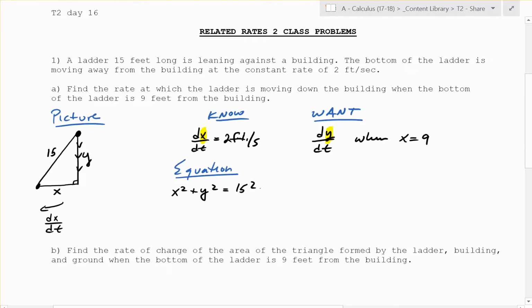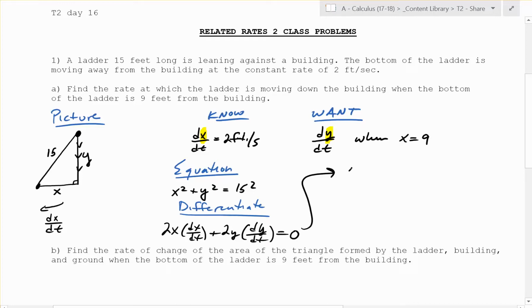So now that we have the equation, we need to differentiate. Remember, we need to differentiate, find the derivative. And remember, these are both in terms of t, time. So when we do the derivative, we end up with 2x dx/dt plus 2y times dy/dt equals 0. And you can simplify this a little bit by dividing by 2 and end with x times dx/dt plus y times dy/dt equals 0.